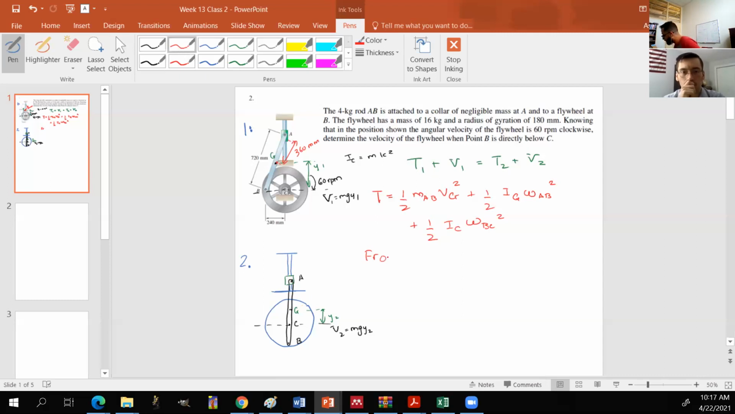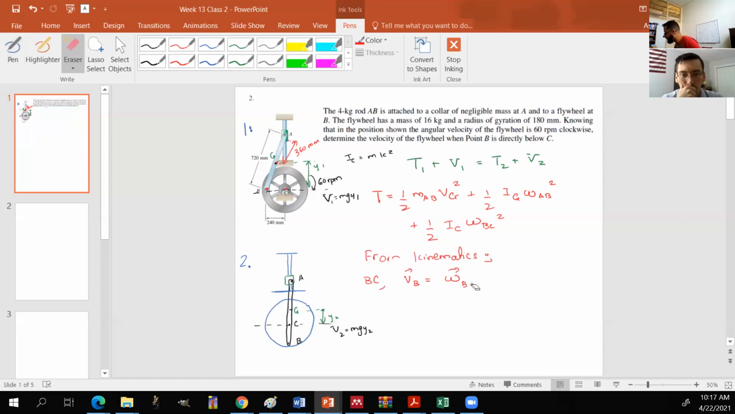All right, so from kinematics, what can I relate about these two rigid bodies? The point B. When I'm looking at my flywheel BC, I can say that the velocity of point B is equal to, again, I put my frame of reference at the point C, VC is equal to 0. The velocity of B with respect to C is 0. That distance doesn't change. So I only have the term omega BC.